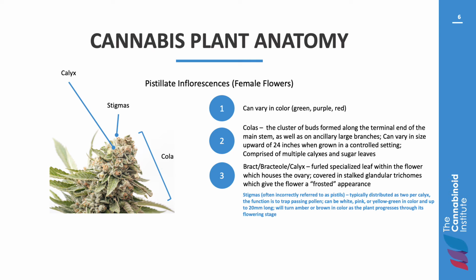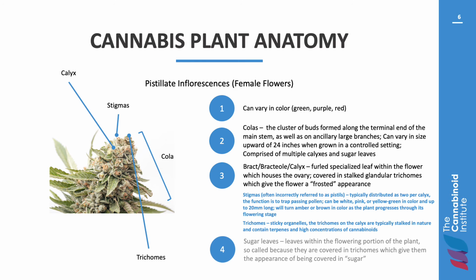The bract is also covered in trichomes. These are sticky organelles that are typically stalked in nature and contain terpenes and high concentrations of cannabinoids. Surrounding the bract are sugar leaves, which are leaves within the flowering portion of the plant, so called because they are covered in trichomes, which give them the appearance of being dipped in sugar.